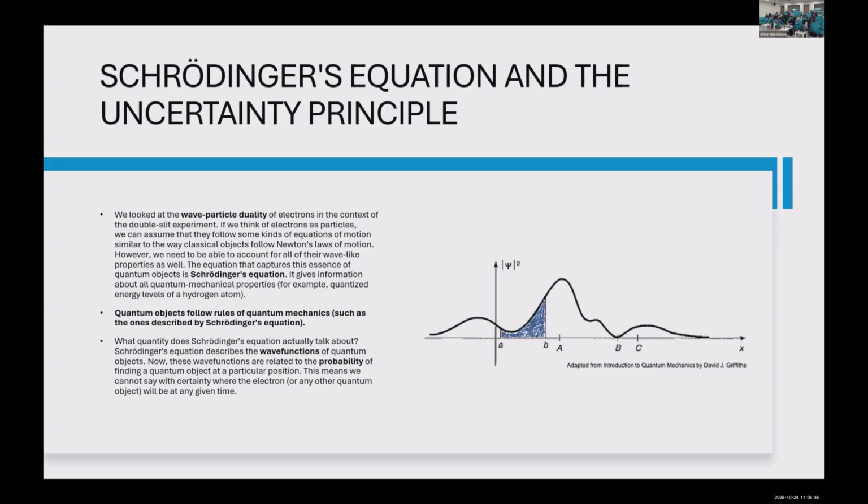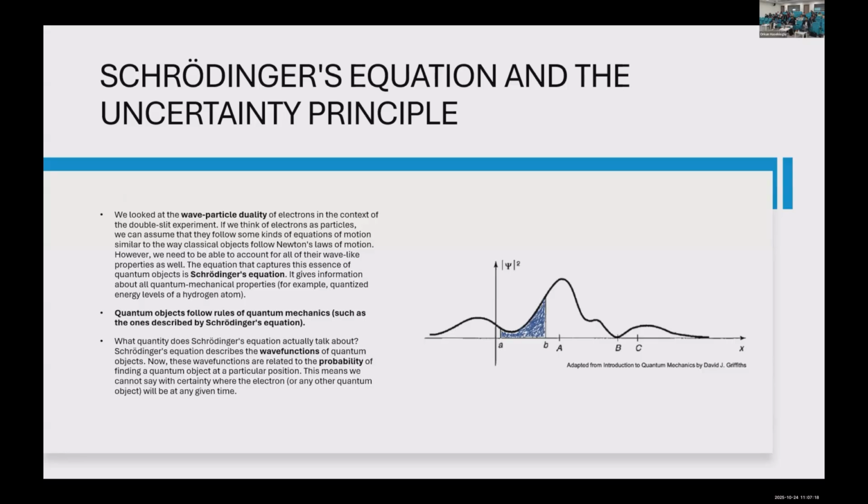Now, when it comes to Schrödinger's equation and the uncertainty principle, we had these on Wednesday, but let's talk about it a little bit more. We looked at the wave-particle duality of electrons in the context of the double-slit experiment. If we think of electrons as particles, we can assume that they follow some kind of equations of motion, similar to the way classical objects follow Newton's laws of motion. However, we need to be able to account for all of their wave-like properties as well.